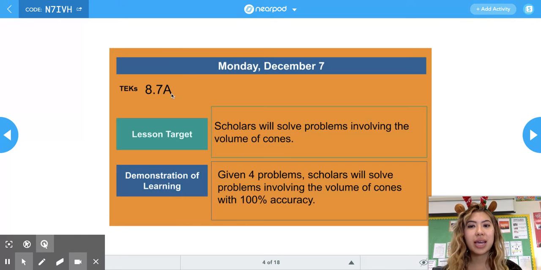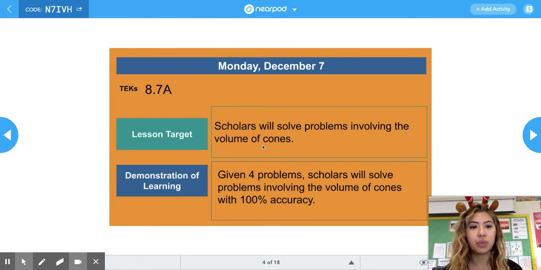Our TEK for today, again, is 8.7a. Our lesson target is that scholars will solve problems involving the volume of cones. And our DOL is that given 4 problems, scholars will solve problems involving the volume of cones with 100% accuracy.